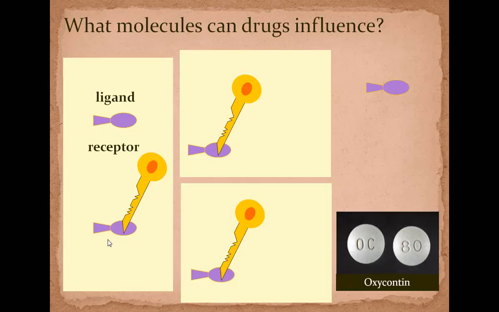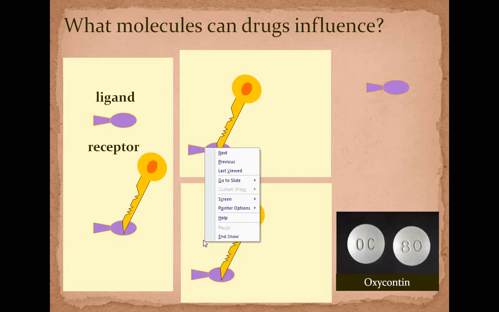One of them is the fact that they can replace a key in the model. They can replace that function. So if serotonin causes a response because it fits into the receptor, and if you look here, you've got this ligand, and you've got this receptor.